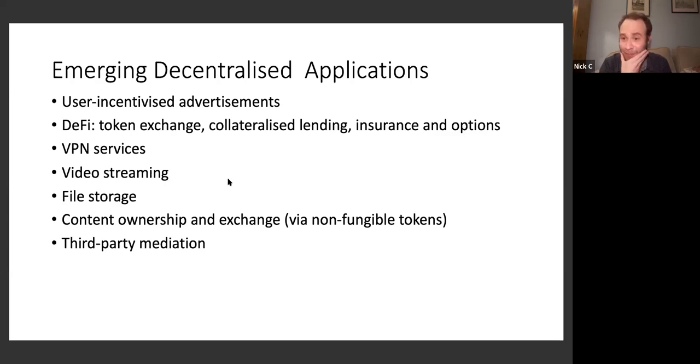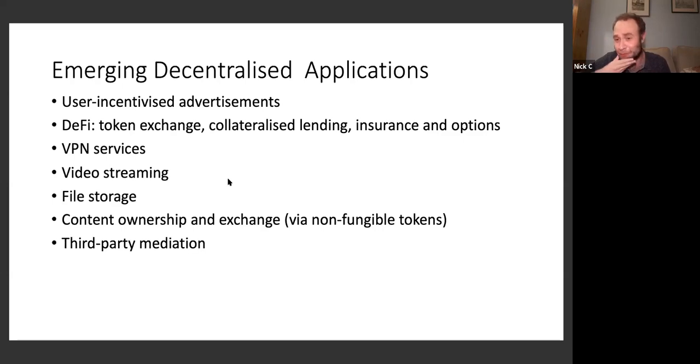VPN services, that's something that can work. You can purchase a token which allows you to set up a VPN where the VPN is provided by other parties rather than organized by a central node. So potentially more secure. For now, not particularly more secure compared to a professional VPN, but could get there. Video streaming, file storage, content ownership and exchange via non-fungible tokens. That will eventually be a way of doing something like Napster, so Spotify, that's what it is these days.